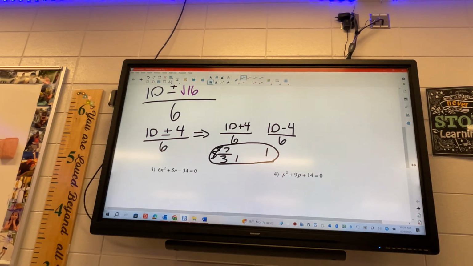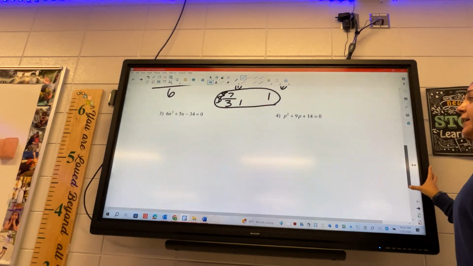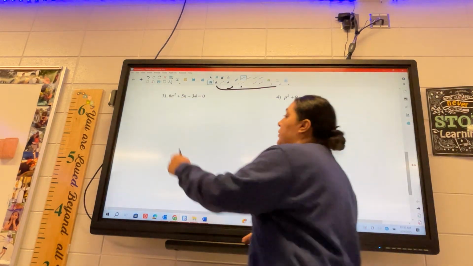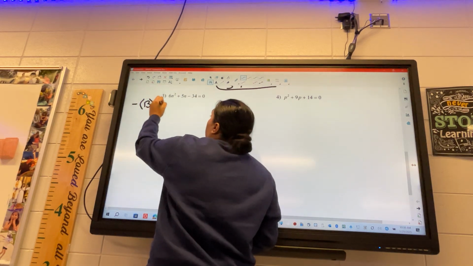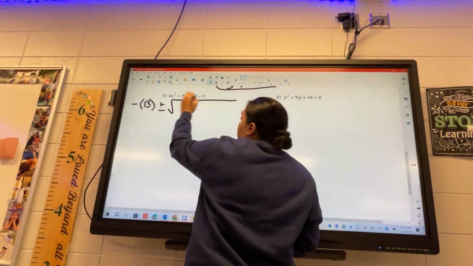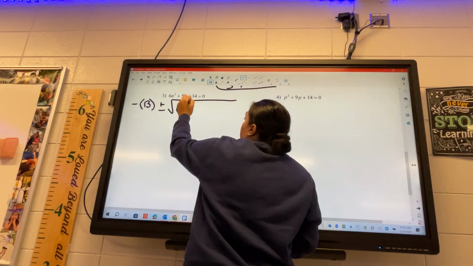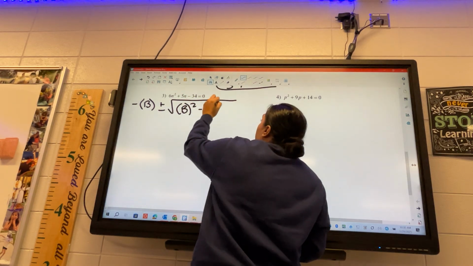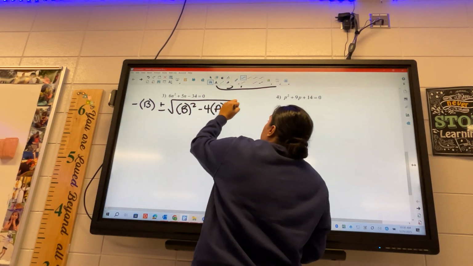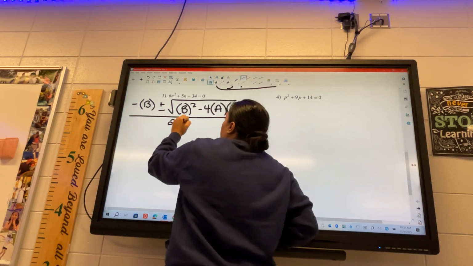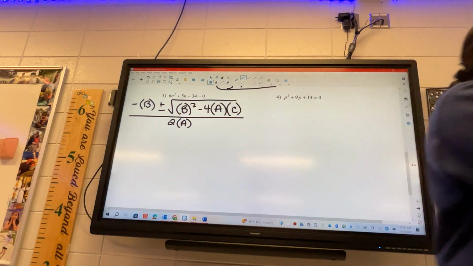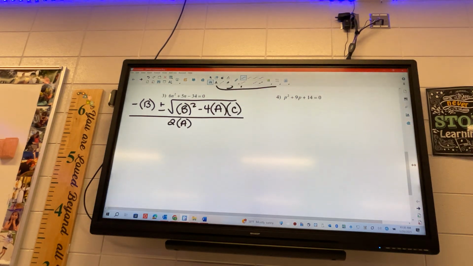Okay, let's look at number 3. And now you know how much space it takes, so write kind of small if you got to. So I'm gonna write out the formula. Negative b plus or minus the square root of b squared minus 4ac, all over 2a. This one will go a little faster because now you guys should know how to type. Okay, write out the formula.